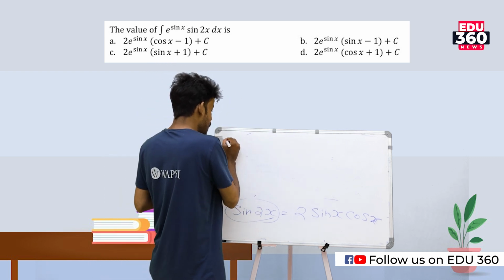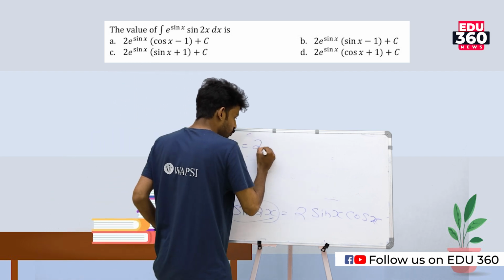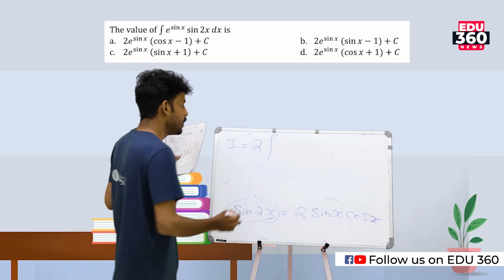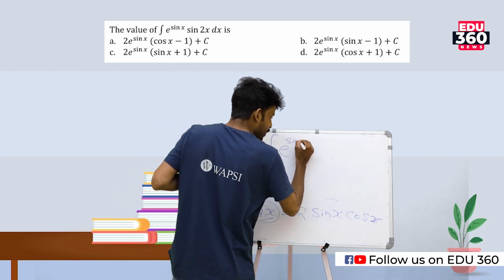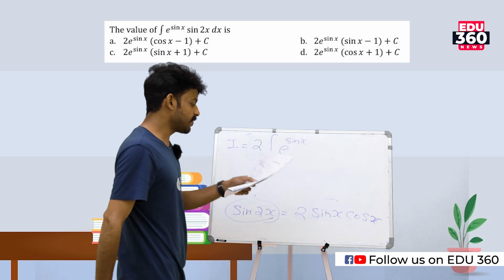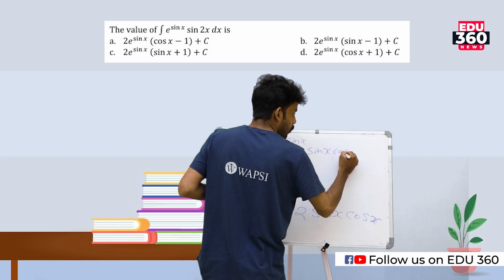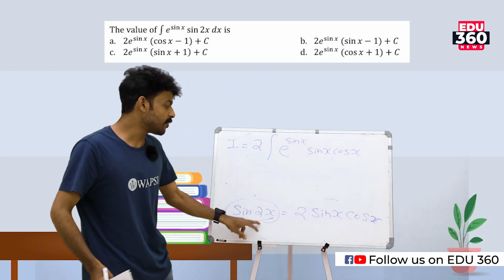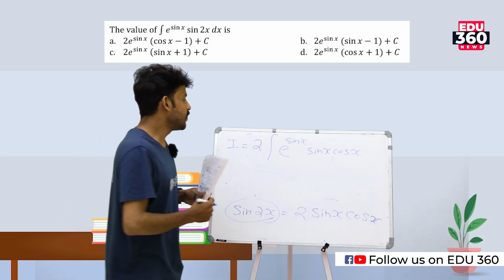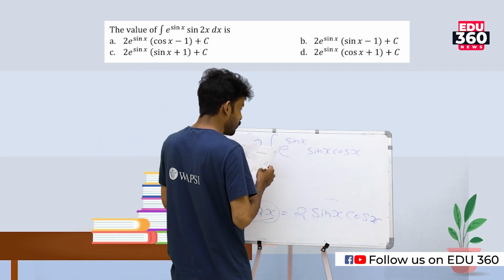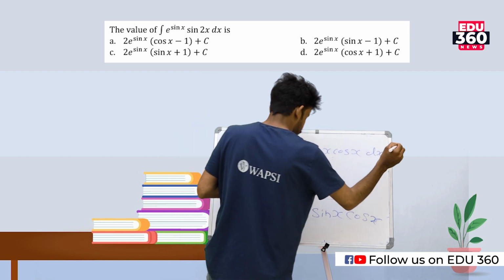So I is equal to, here 2 is a constant, so we can take 2 outside. So 2 into the integral of e raised to sine x into sine 2x. For sine 2x, we can write sine x into cos x, because we know that sine 2x is equal to 2 sine x cos x. So we can write the integral of e raised to sine x into sine x cos x dx.